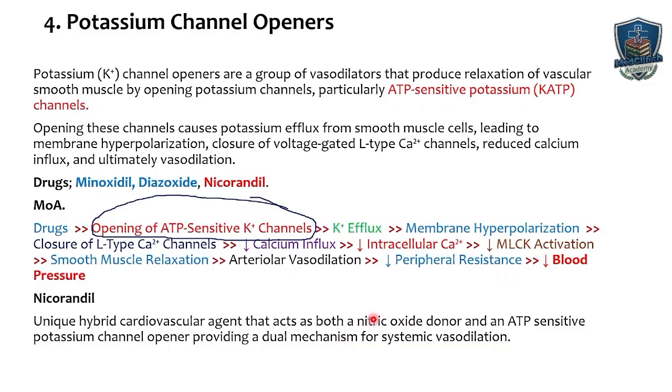By acting as a nitric oxide donor, it leads to a reduced preload. A reduced preload leads to a reduced stroke volume, a reduced cardiac output, and a reduced blood pressure. It also acts as a potassium channel opener, which will lead to arterial vasodilation. Arterial vasodilation leads to a decreased peripheral resistance, which will reduce the blood pressure. So in short, Nicorandil reduces both the preload and the afterload. That's something that you have to note when it comes to using Nicorandil.